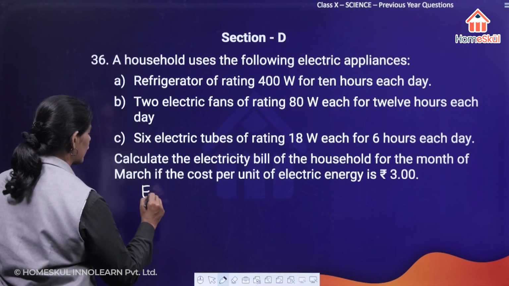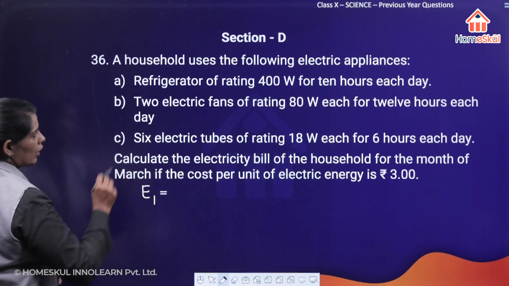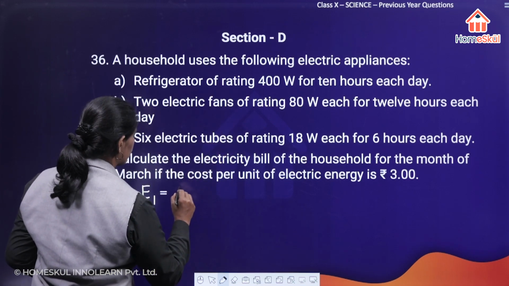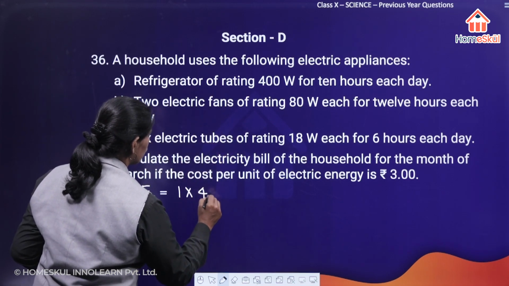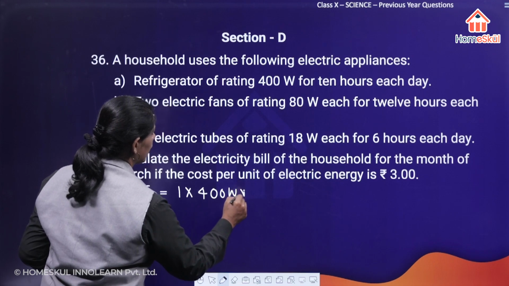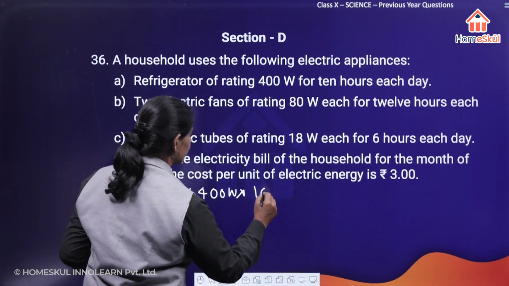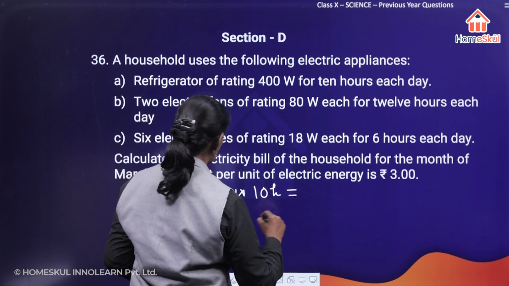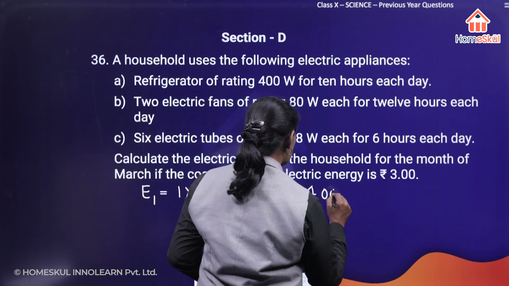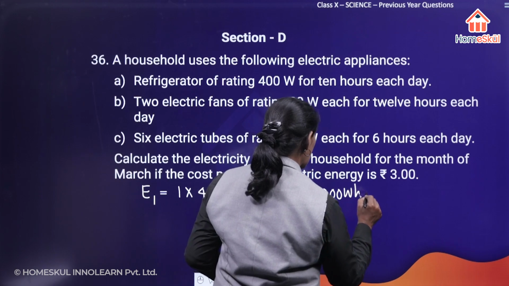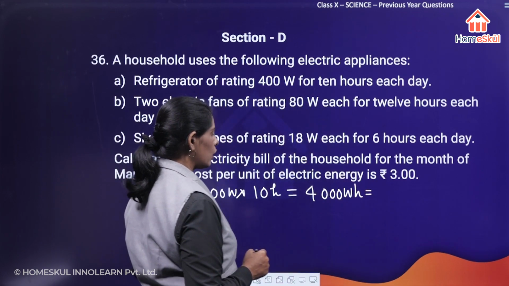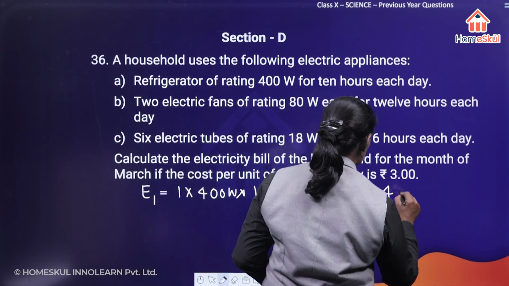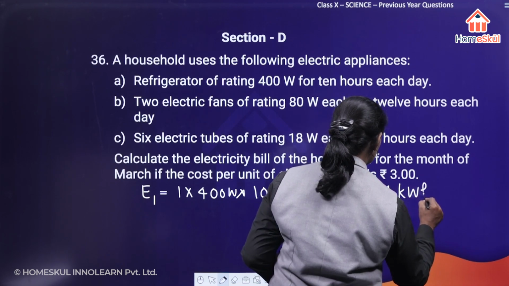Let's take it as E1. So E1 gives you, one refrigerator of 400 watt. So 1 into 400 watt multiplied by 10 hours. Okay, and what's the value we get? 400 into 10 gives you 4000 watt hour, and converting into kilowatt, what we get? It is 4 kilowatt hour.